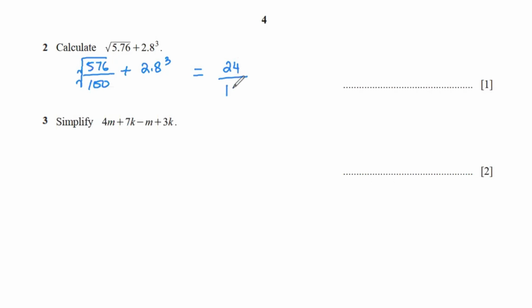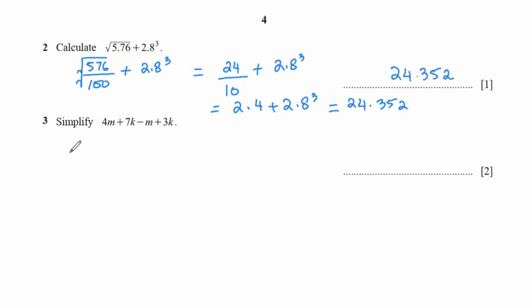So 24 over 10 plus 2.8 cubed. 24 over 10 is 2.4. So 2.4 plus 2.8 cubed is going to give us 24.352. That is your answer.